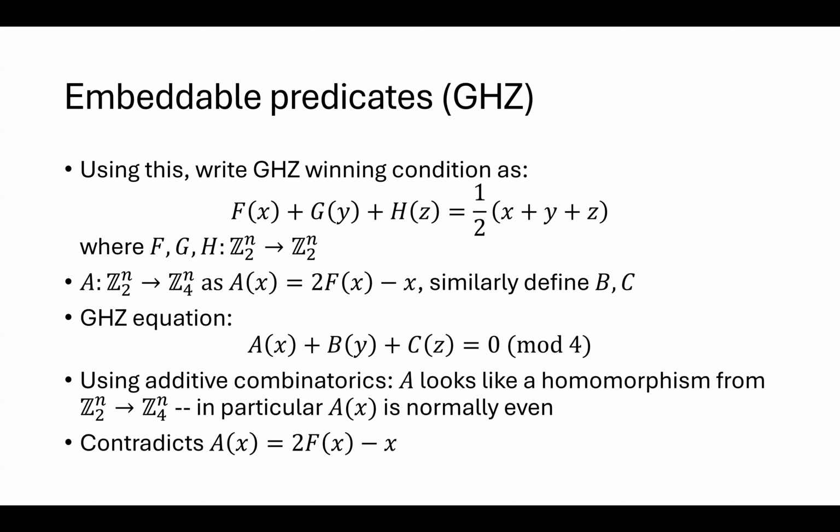In other words, you have three functions which behave like homomorphisms, kind of, on Z mod 4. So using additive combinatorics, what you can prove is that if this equation holds with some non-trivial probability, then A looks very much like a homomorphism from Z mod 2 to the n to Z mod 4 to the n. And in particular, A of x is basically just an even number all the time, its image is always even. This contradicts that a(x) is 2f(x) minus x. And this proof can be converted into an argument that the GHZ game's winning probability has exponential decay.